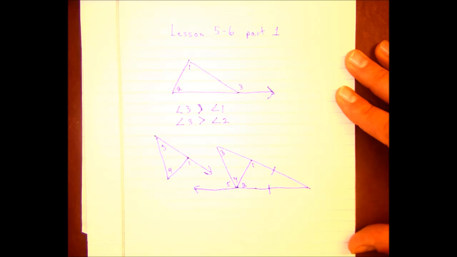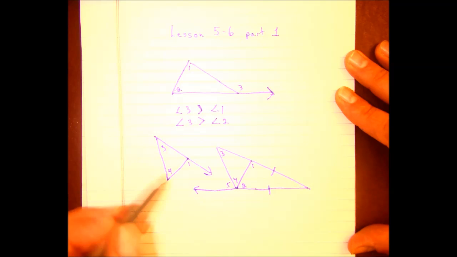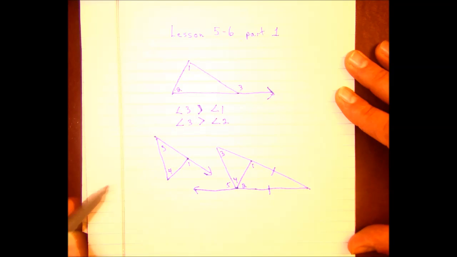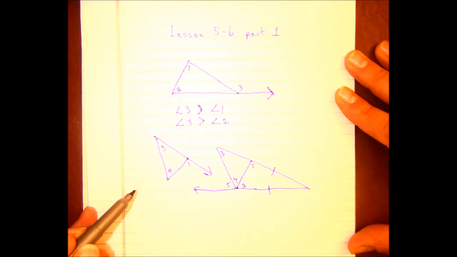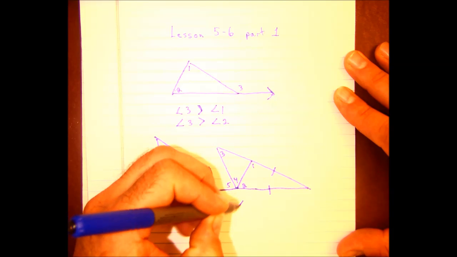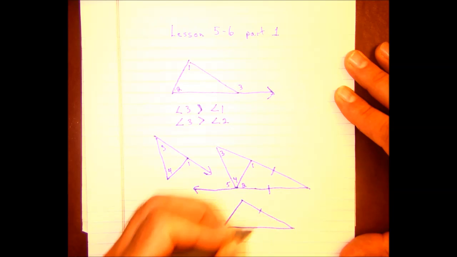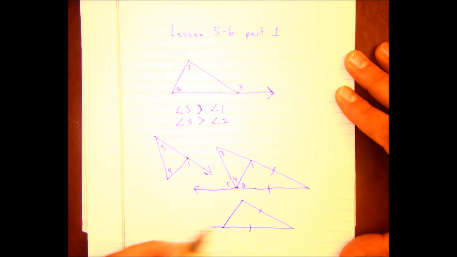Now, don't get confused because 5 is not an exterior angle to this triangle. Notice, 5 is not an extension of any of these sides. So here are my 3 sides. 5 goes out like that. 5 is not an exterior angle. So it's important to understand what's exterior angles and what's not. 5 is not an exterior angle. 5 is an exterior angle to the bottom picture. 5 is exterior here.